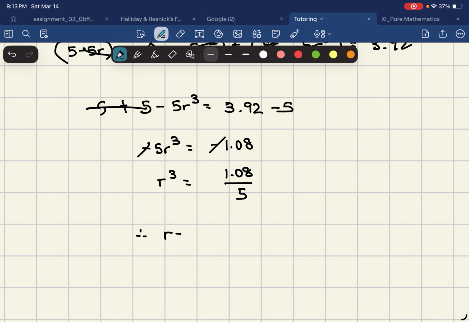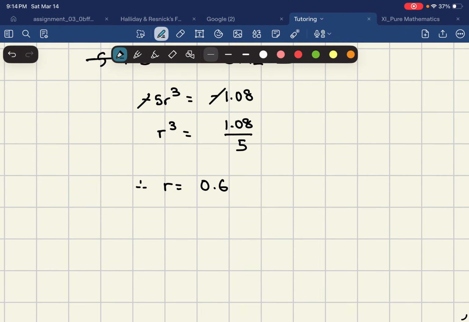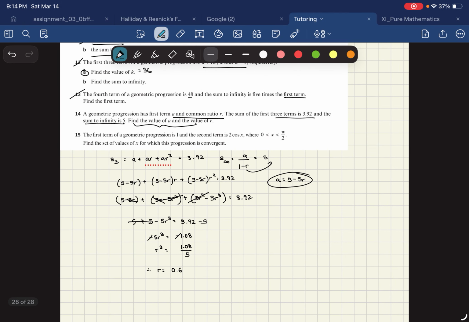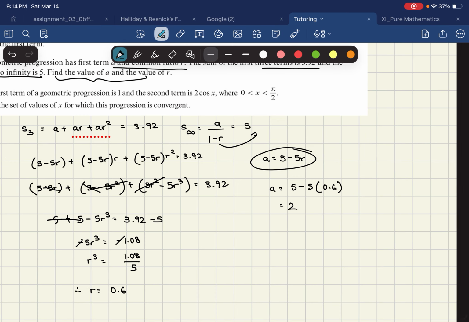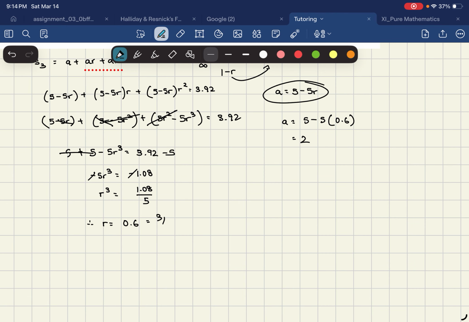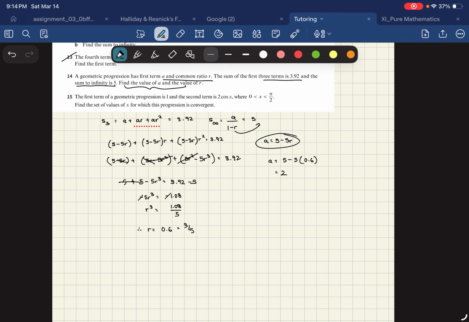And therefore, if you take this expression and raise it to the 1/3 power, or you take the cube root, you get r is equal to 0.6. So we know the value of r, which is 0.6, and using this we can calculate a. So a is just 5 minus 5 times 0.6. And that gives us a is equal to 2. So we have r as 0.6, so this is 3 by 5, and a is 2. So that is your answer.